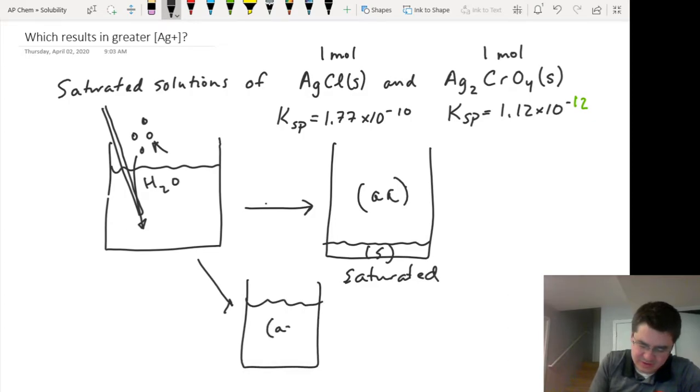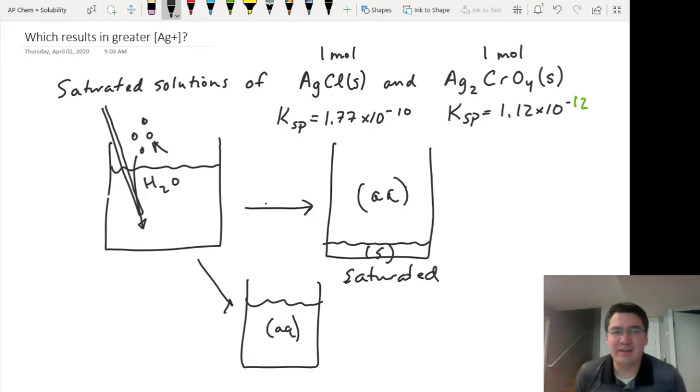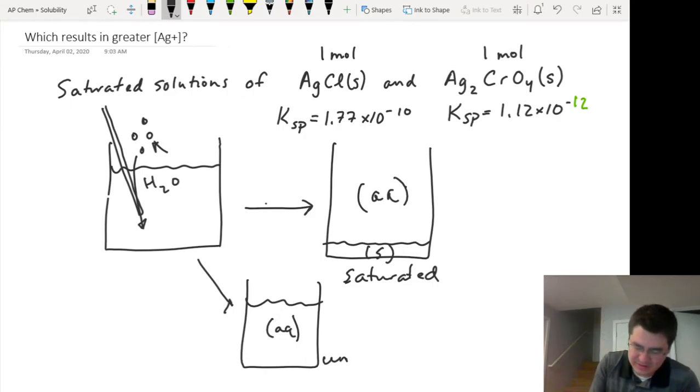If you end up with just aqueous, say you add a little pinch of salt and you stir and it all dissolves and there are no solids, we say that this is unsaturated.